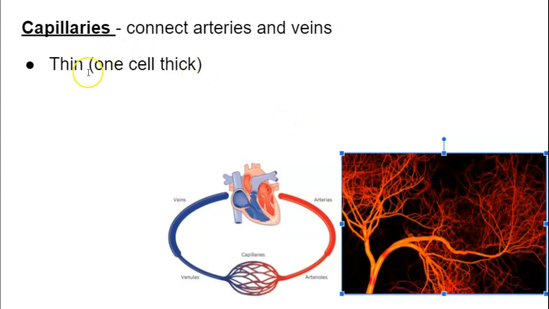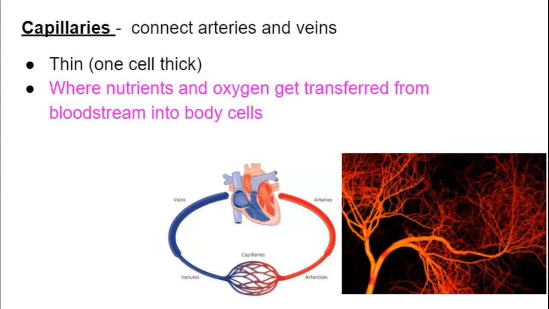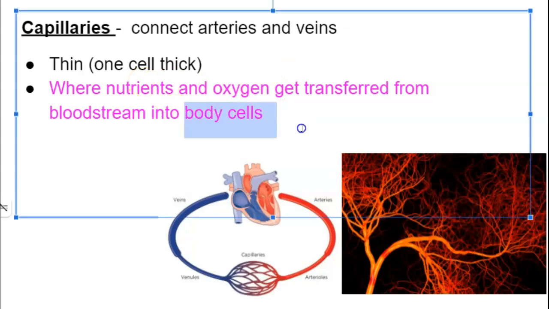The reason that capillaries are so thin is to make it really easy for oxygen, CO2, and water to pass in and out of the bloodstream to and from the cells. So this is where our nutrients and our oxygen and our CO2 and our hormones, this is where everything gets transferred. What's going into our body cells? Well, nutrients, oxygen, maybe hormones, okay? These types of things are going from the bloodstream into the cells.